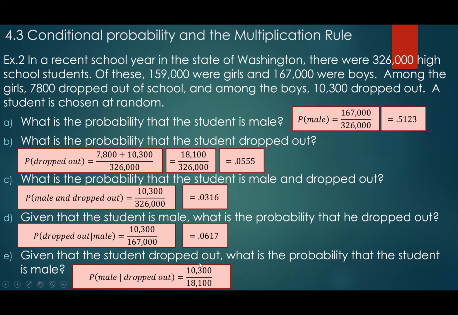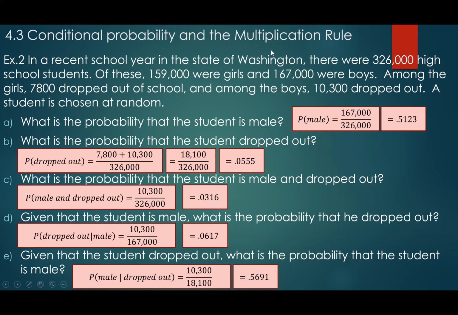Well, the male students in the dropout category number 10,300. So if you take 0.0316, that's the N portion, divided by the dropout, which is 0.0555, you will get this number. Okay.